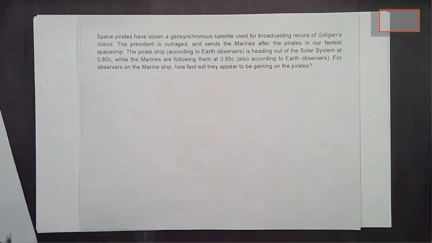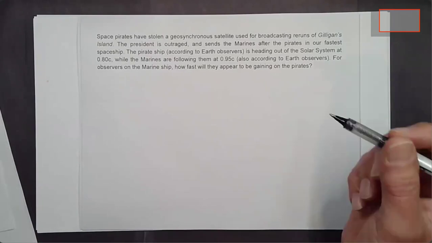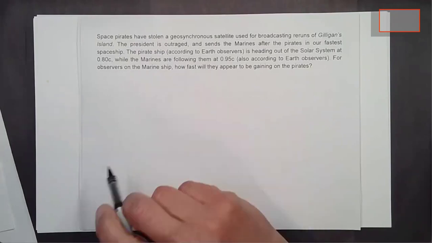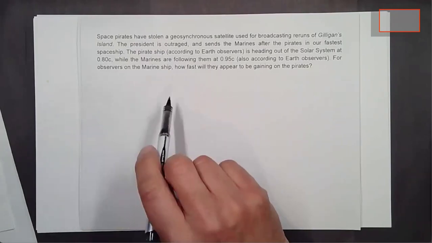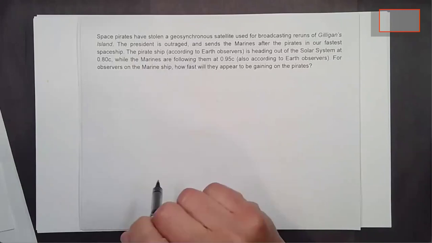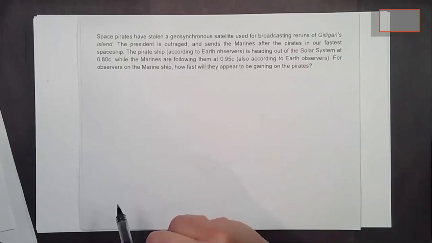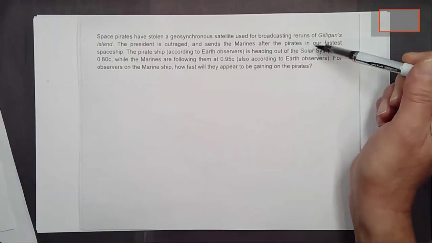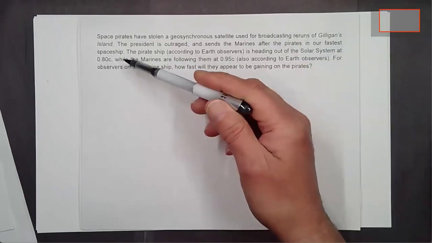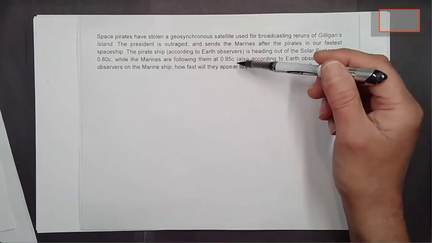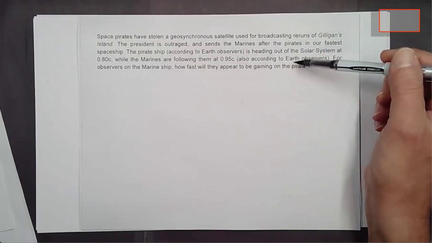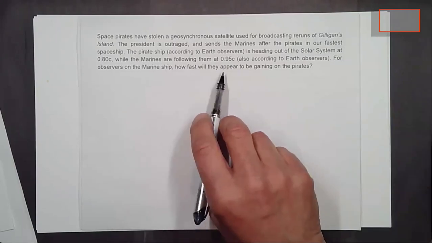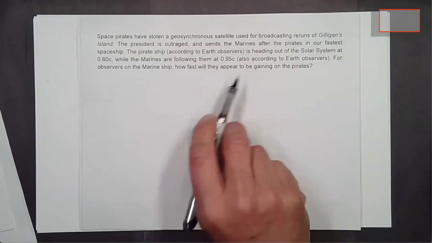Okay, the first one here, this is a relatively straightforward thing. Space pirates have stolen a geosynchronous satellite used for broadcasting reruns of Gilligan's Island. The president is outraged, sends the Marines after the pirates in our fastest spaceship. The pirate ship, according to Earth observers, is heading out of the solar system at 0.80 C, while the Marines are following them at 0.95 C, also according to Earth observers. So for observers on the Marine ship, how fast will they appear to be gaining on the pirates?